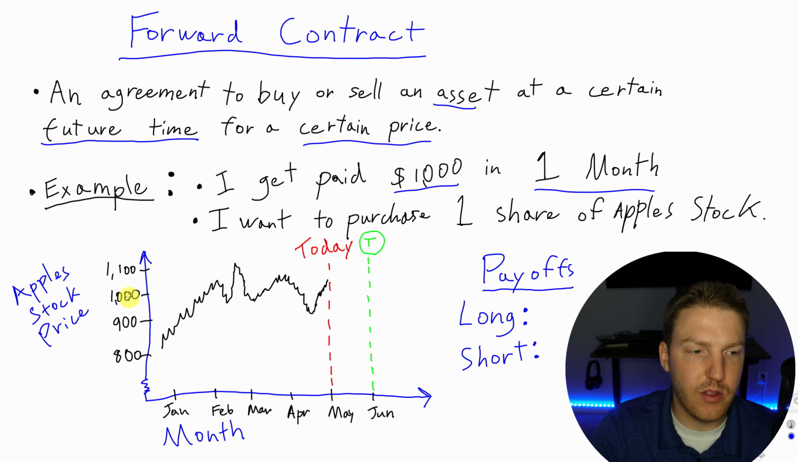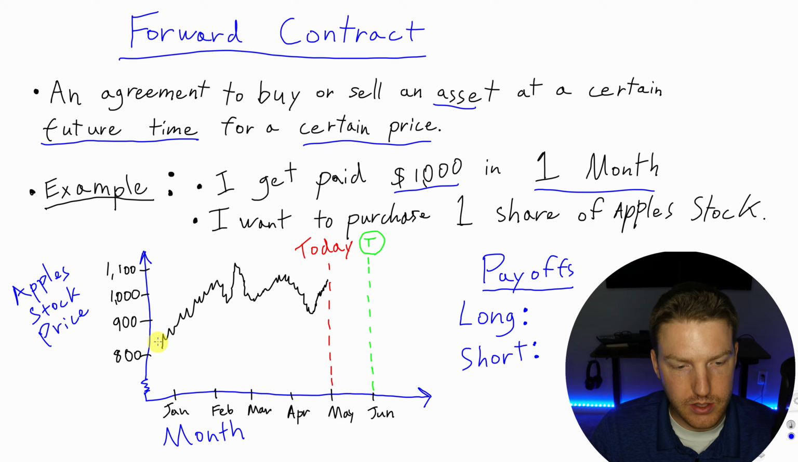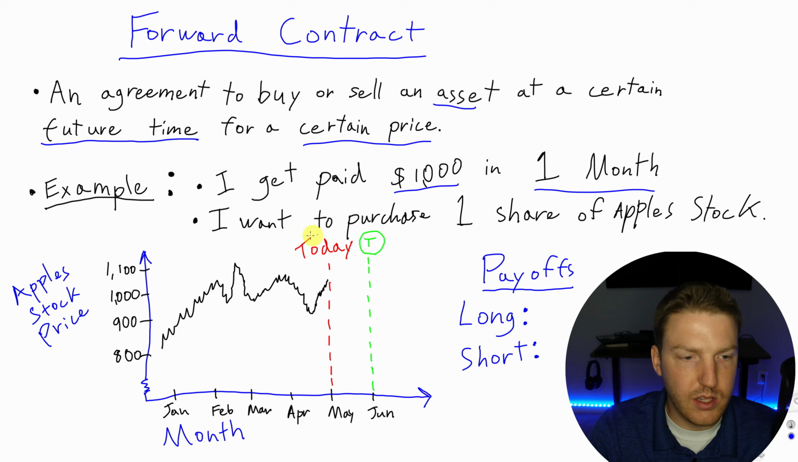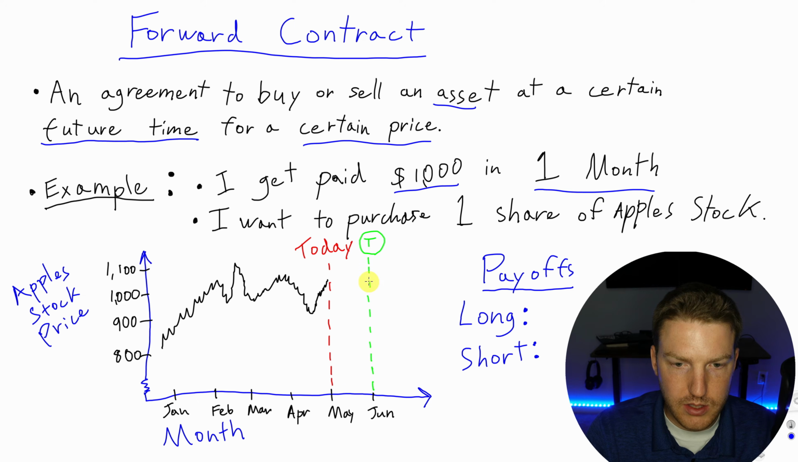And we can see down on the bottom of the screen a price chart over the history of Apple stock price. We can see over the last 5 months, from January to May, Apple's stock price has bounced around between $800 and $1,100. Today it's sitting around $1,000. Let's say there might be an interested party that's interested in selling me 1 share of Apple stock 1 month from today for $1,000. That would be perfect for me because I'm not going to have my $1,000 until 1 month from now. So let's say I lock in that price of $1,000.